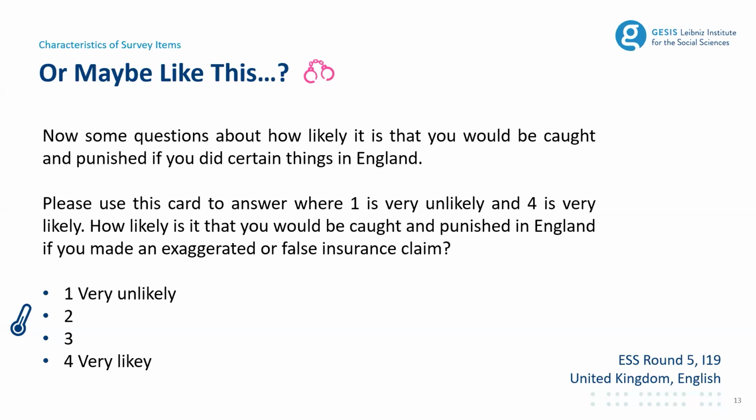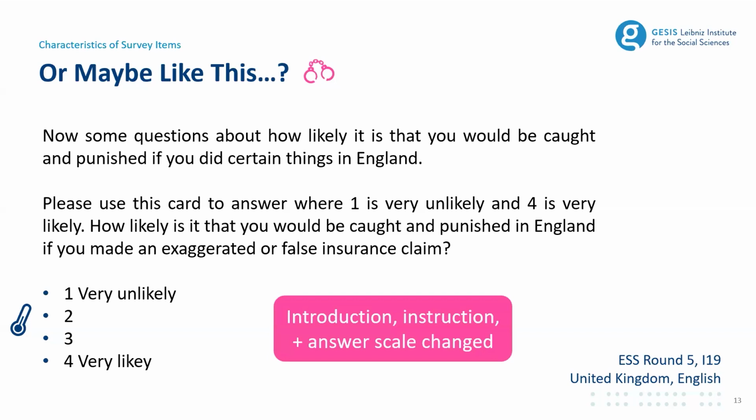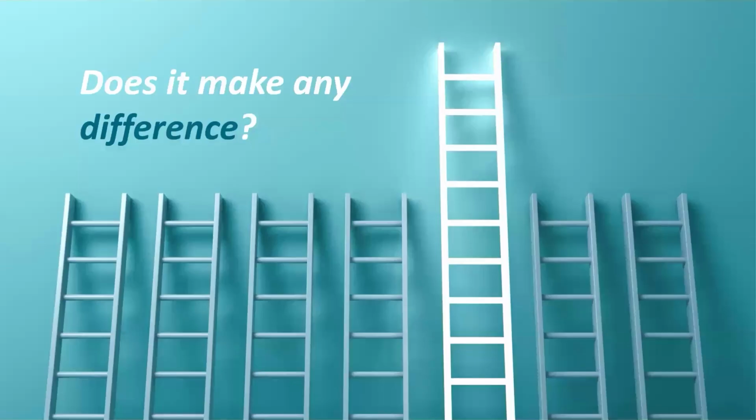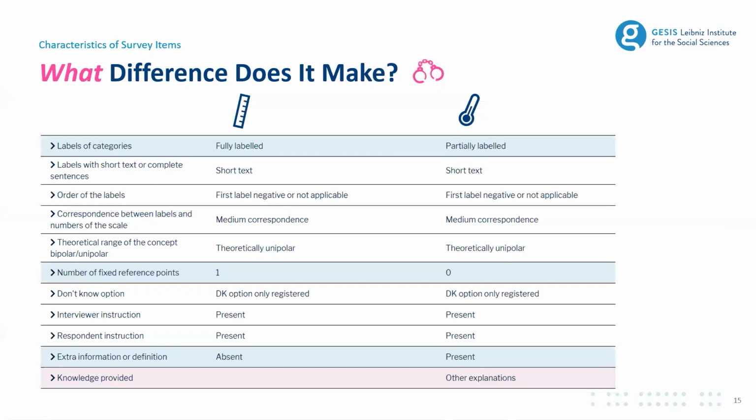While several things have changed, and of course the wording has changed, also in terms of more formal things that have changed within these two versions is the introduction, the instruction, and also the answer scale. Does it make any difference? And if yes, what difference does it make?